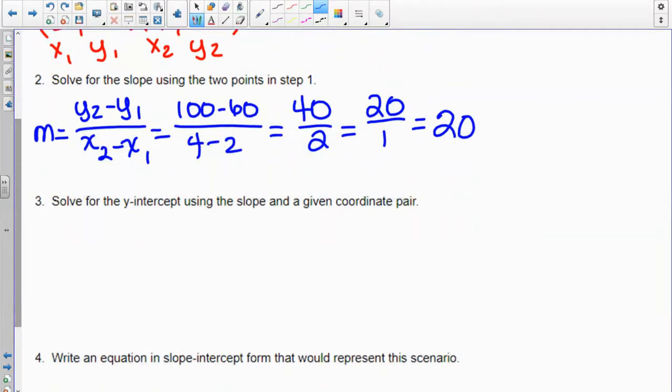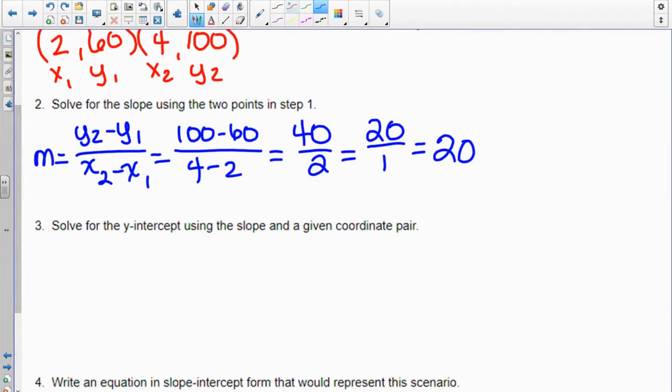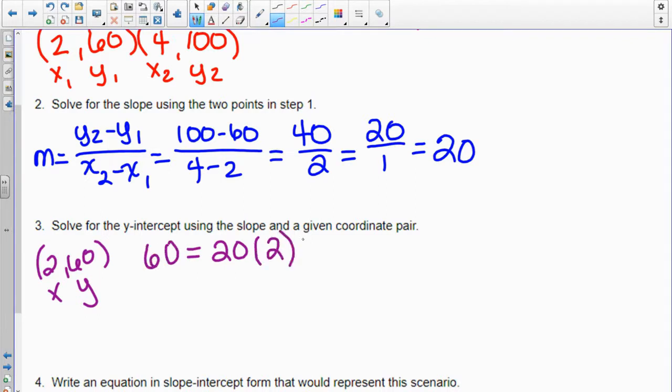Solve for the y-intercept. So I'm just going to pick the point (2, 60), and then I'm going to plug it in here. So to find my y-intercept, y equals, my slope I just found was 20. So 20 miles in a week there, times, whoops, I forgot to put the 60 there for the y. 60 equals 20 times the 2 weeks plus our unknown b.